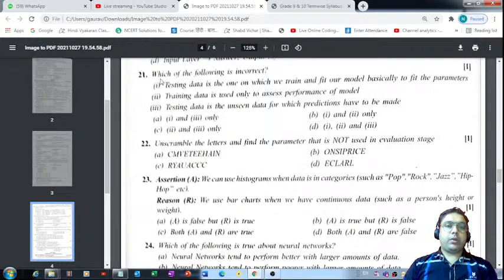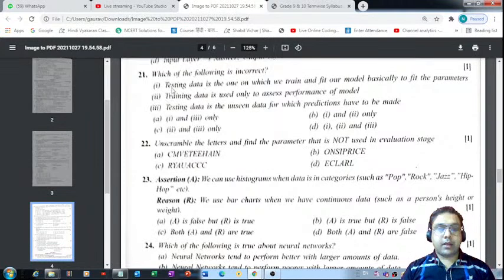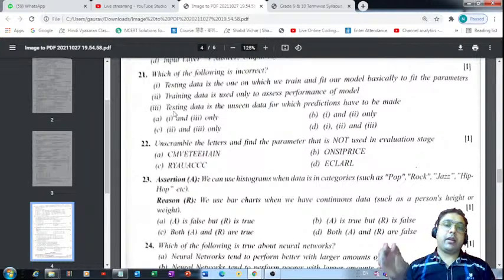Question number 21 is which of the following is incorrect? So we have testing data, and there are two kinds of data. I hope you know about it: training data and testing data. After acquiring the data in the data acquisition stage, when we explore the data in the data exploration stage, after checking the whole data that we acquire, we divide the data into two different parts. First one is the testing data, and the second one is the training data. With the help of training data, we train the machine. In the modeling stage, which comes just after data exploration, we use different techniques for training the machine, and for that we use the training data. And then there is this testing data, which we use for evaluating the performance of the machine.